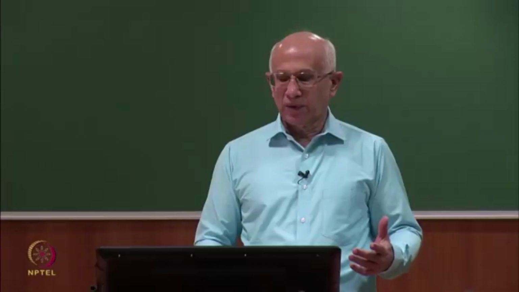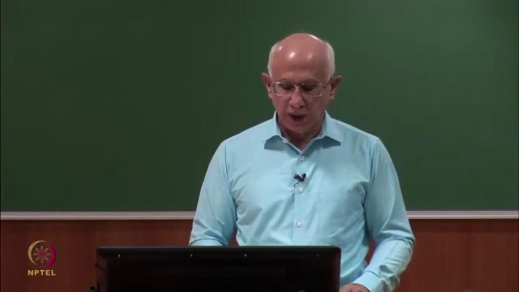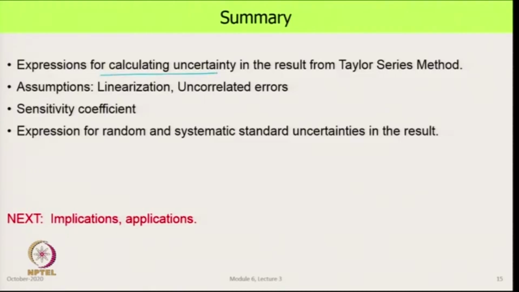With that, we got everything that we wanted to do when we started this module. We got expressions for calculating uncertainty in the result from the Taylor series method. We also looked at the mathematical and statistical basis of the Taylor series method. The important assumptions that we made were linearization, uncorrelated errors, and that errors are small in magnitude. We defined a term, the sensitivity coefficient, which makes the mathematics look more elegant. And finally, we got expressions not just for the combined standard uncertainty, but also for random and systematic standard uncertainties in the result.